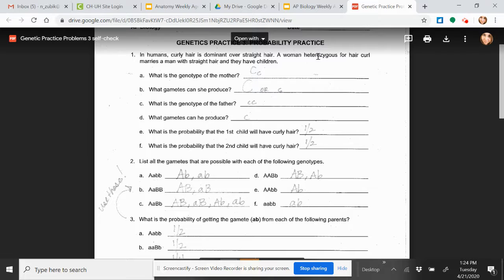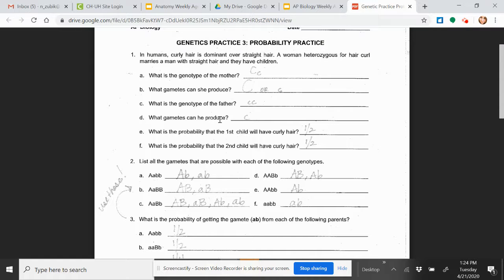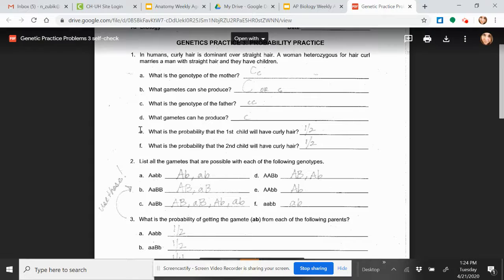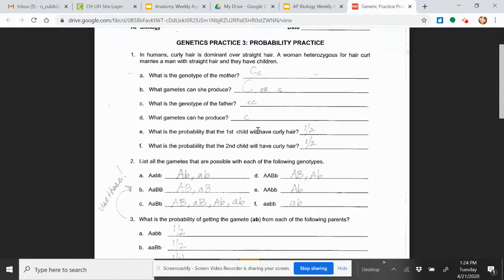The father, again, since he is homozygous recessive, little c, little c. What gametes can he produce? He can only pass down that little c allele. What is the probability that the first child will have curly hair?